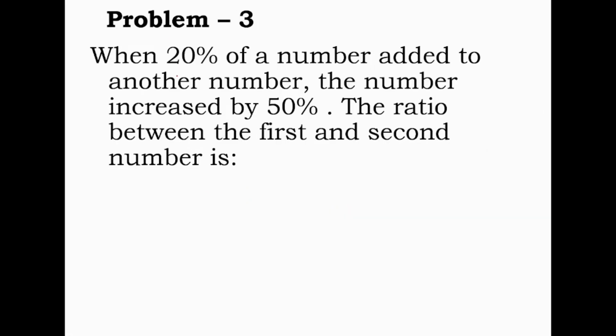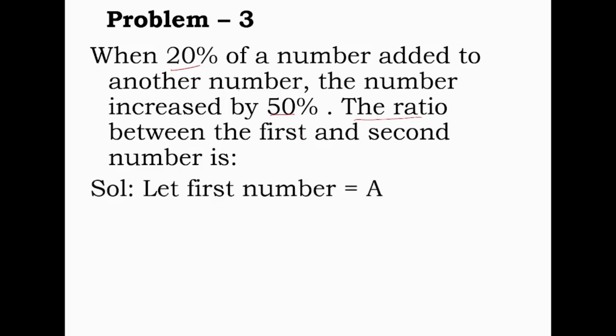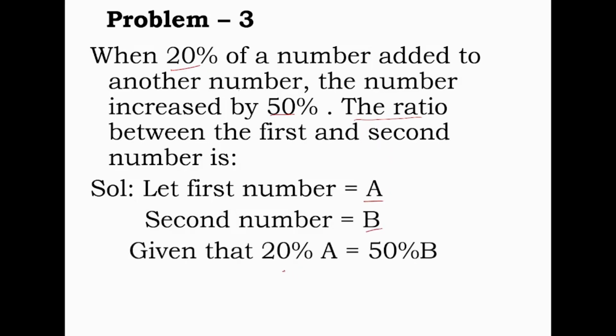See the third problem. When 20% of a number is added to another number, the number increases by 50%. That means 20% of the first number is added to the second number, and it is increased by 50%. The ratio between the first and second number is, see here, the first number considered to be A and the second number to be B. So when 20% of A is added, the increase is 50%.